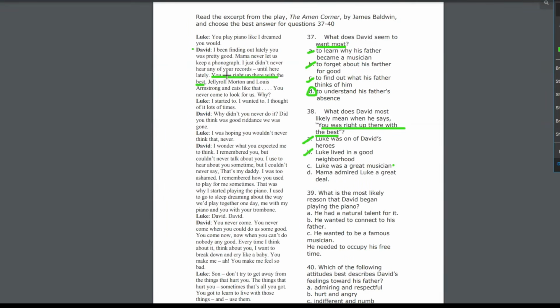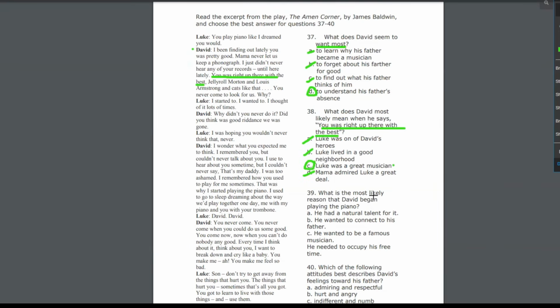Why? Because when he said you was right up there with the best, it followed with Jelly Roll Morton and Louis Armstrong. Now, background-wise, we know those were musicians. But let's just say if you didn't know that those were musicians, then you still would have to continue with your process of elimination. And then it says, Mama admired Luke a great deal. Definitely didn't, because Mama didn't even want them listening to it. So we know her opinion of him was not high, so that's out. So the answer, of course, would be C.